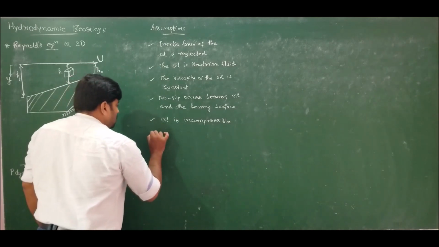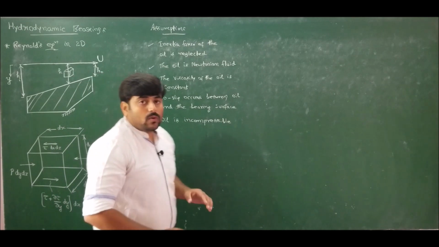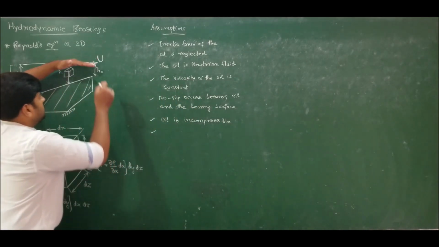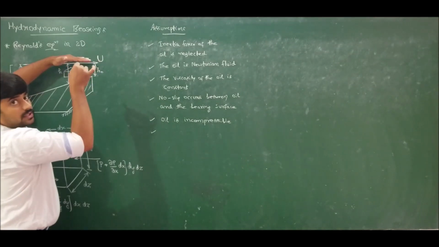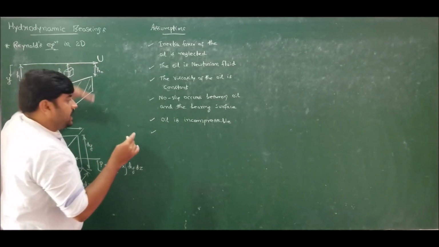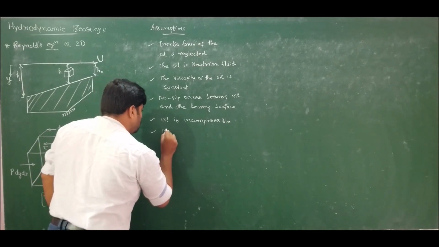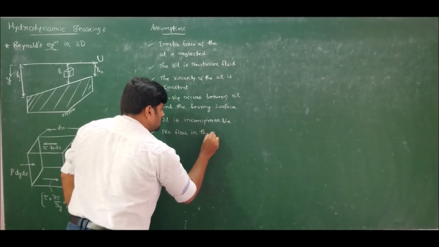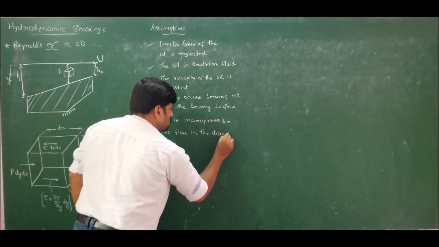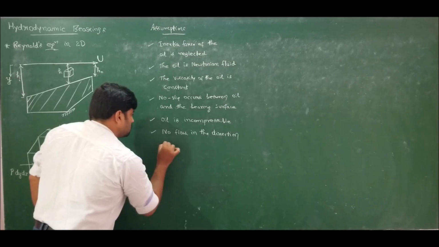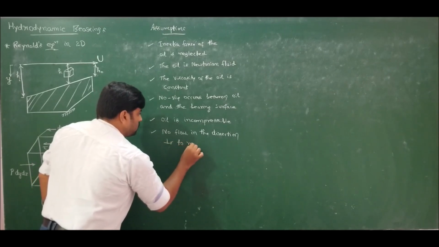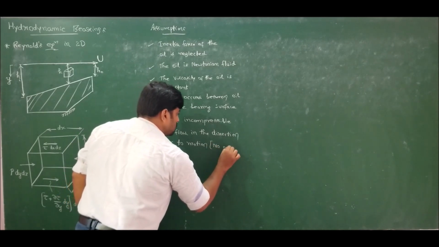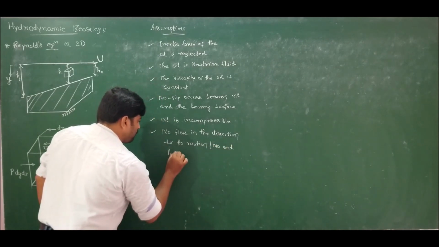Also our next assumption is that there is no flow in the direction perpendicular to motion. So this is the direction of flow, and there is no flow in the direction perpendicular to motion. That is, there is no end leakage.